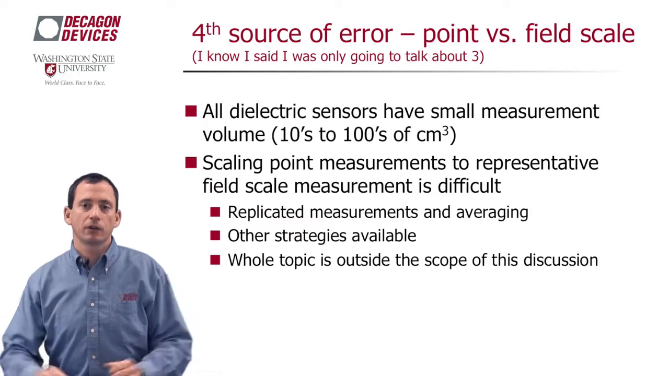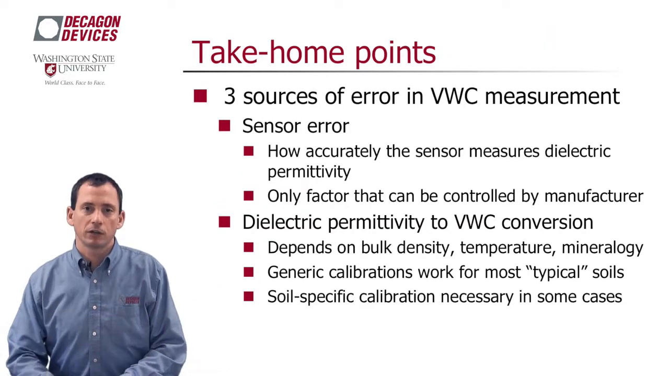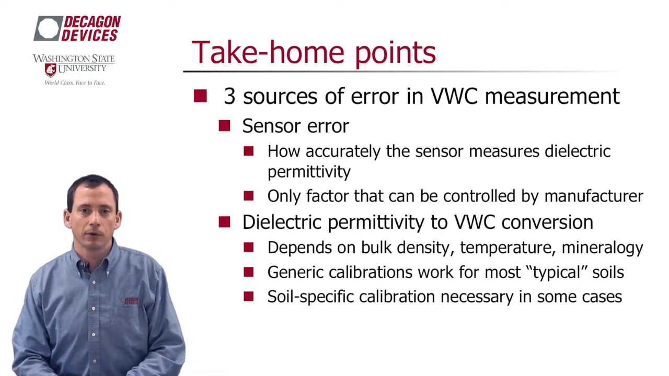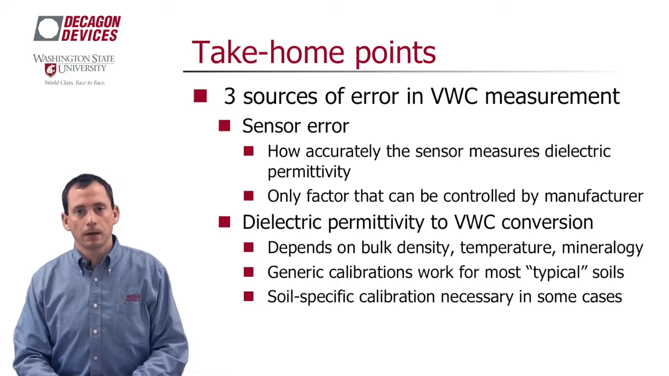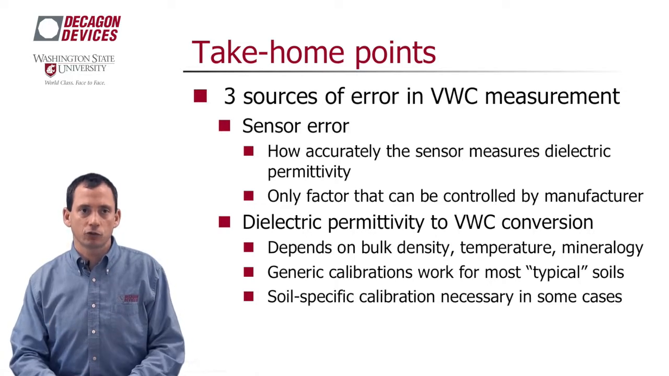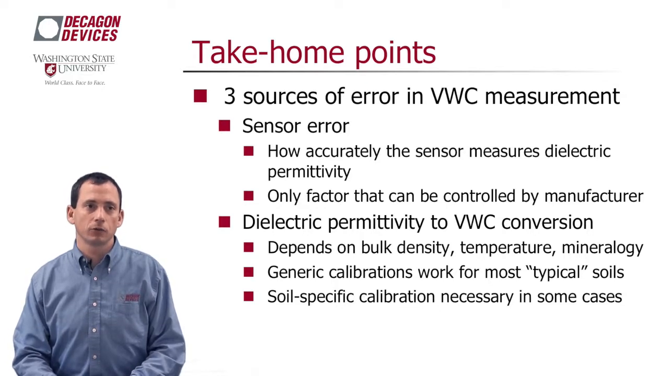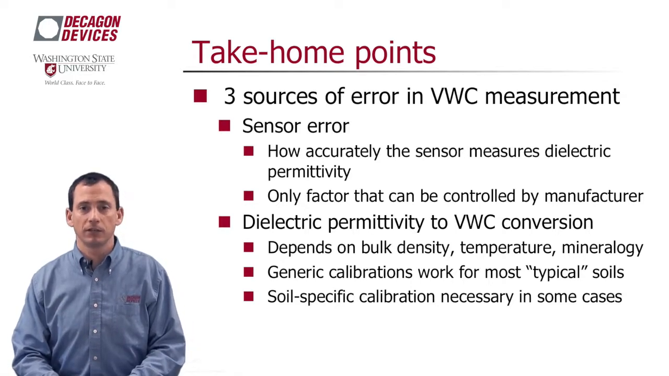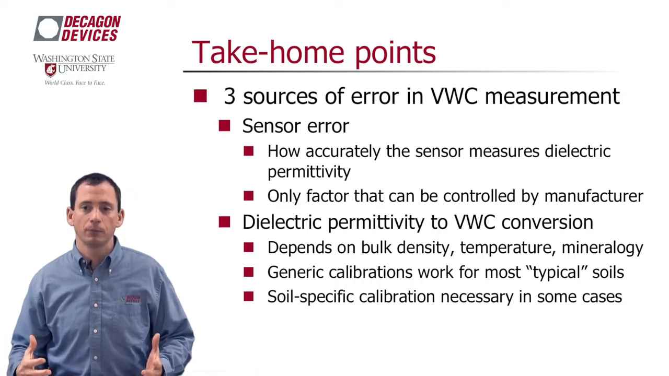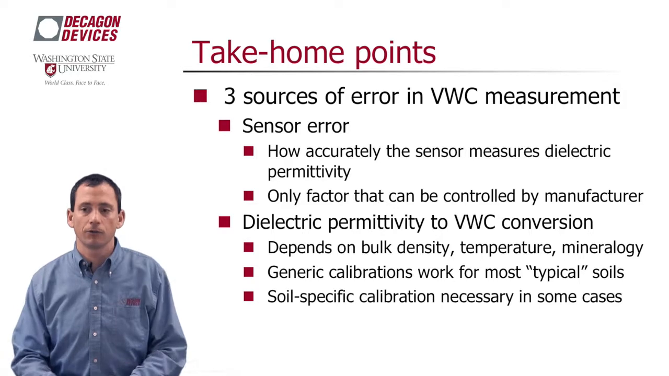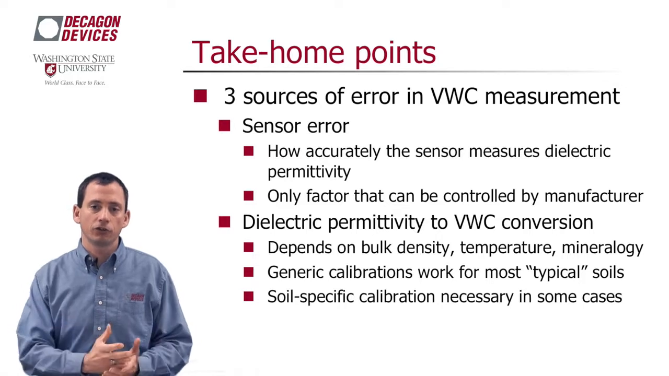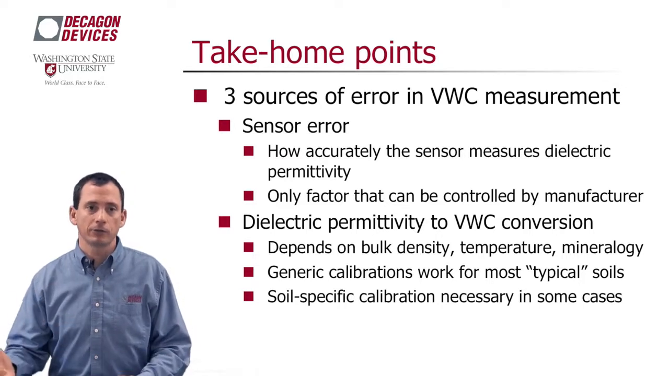Okay, so that's what we had for today. I'd like to make sure that I reiterate a few take-home points, things that I'd like for you to remember when you walk away from this presentation. First of those is that there are really three main sources of error in your volumetric water content measurement. The first is the sensor error, which is basically the accuracy with which the sensor can measure dielectric permittivity. And this is the only thing that I can control from here at Decagon, or others can control from their manufacturing facilities. The second source of error is the conversion from dielectric permittivity to volumetric water content.